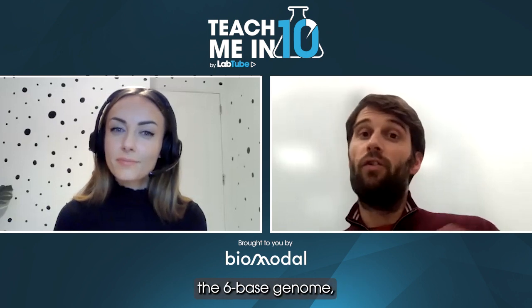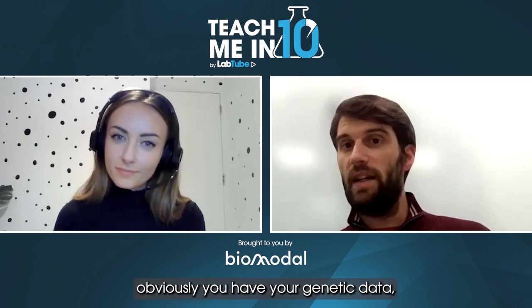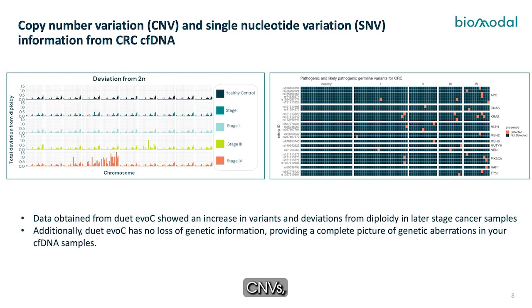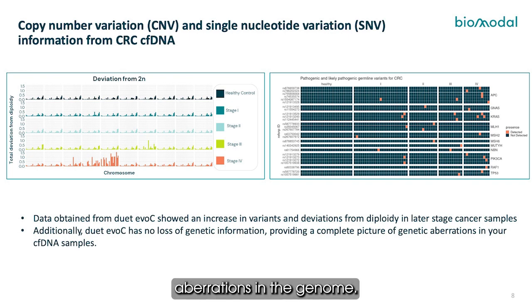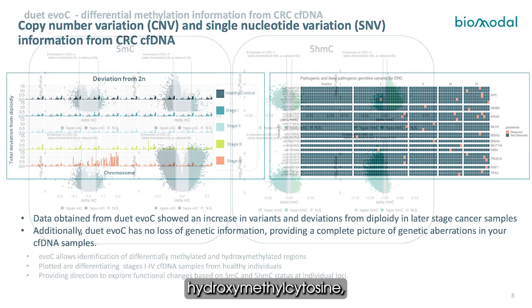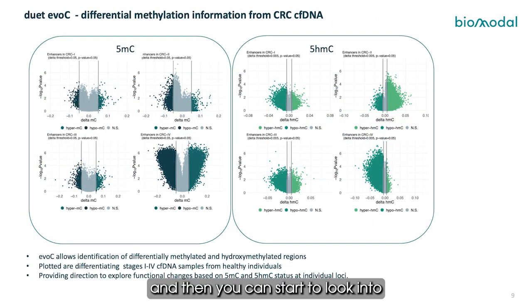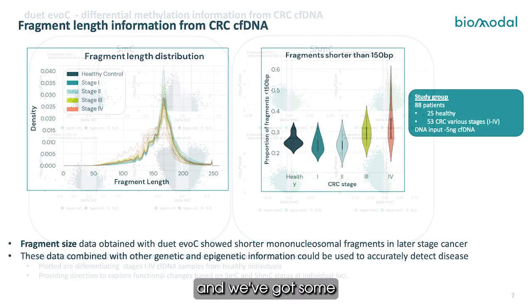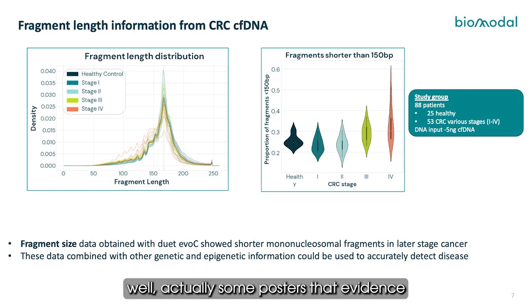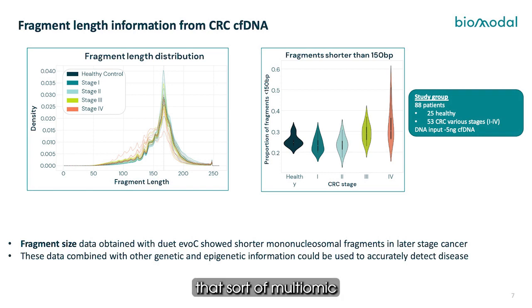When I talk about multi-omic data that you can get from the 6-base genome, obviously you have your genetic data, so your SNPs, your CNVs, so point mutations and more gross aberrations in the genome. You also have the epigenetic bases, the methylcytosine and hydroxy. And then you can start to look into other features that you might want to get from your cell-free DNA sample, such as some fragment information. And we've got some product sheets and posters that evidence how you can get that multi-omic data from your single sample using the 6-base genome.